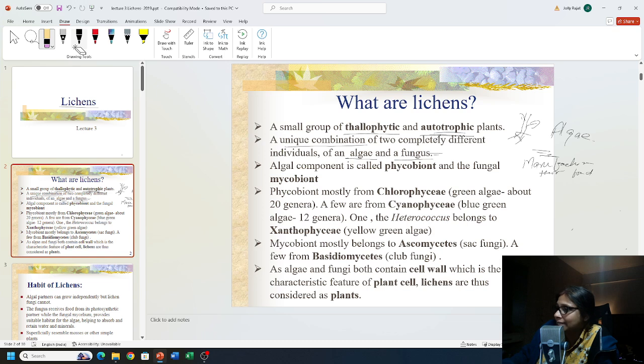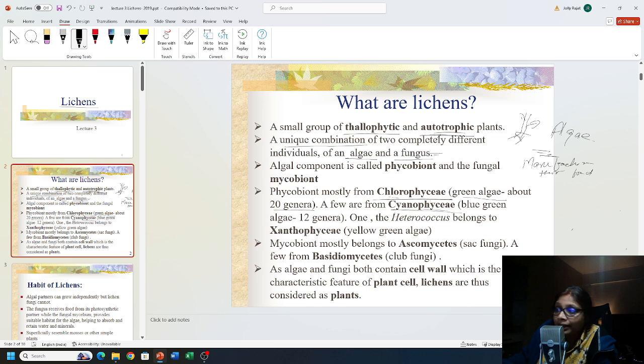So the phycobiont, as I said, is the algal part. They are mostly from the class Chlorophyceae, that is the green algae, and there are almost 20 genera. You should know that. All the phycobionts comprising the lichens mostly belong to Chlorophyceae, and a few are from Cyanophyceae. Chloro means green, so it is green algae.